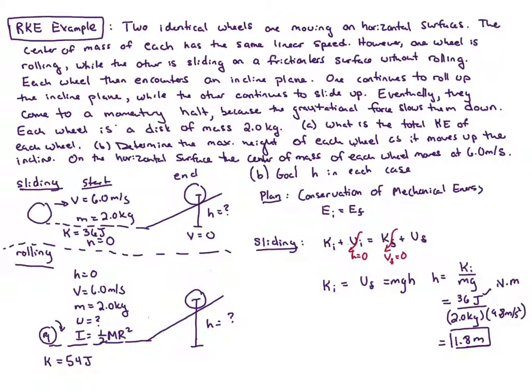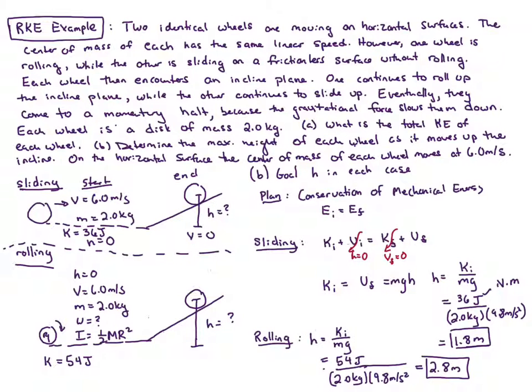What's kind of nice, and one of the benefits of leaving the variables in until the very end, is that this formula still works. Here we just have a different kinetic energy. So we really just plug new numbers into this formula to get the rolling case. I plug those numbers in here, and I get that the rolling one goes up 2.8 meters. This is what we would expect. If they're both moving with the same center of mass velocity, but this one's rolling, it just has more kinetic energy, and that means it would roll higher up because it would end with more potential energy.